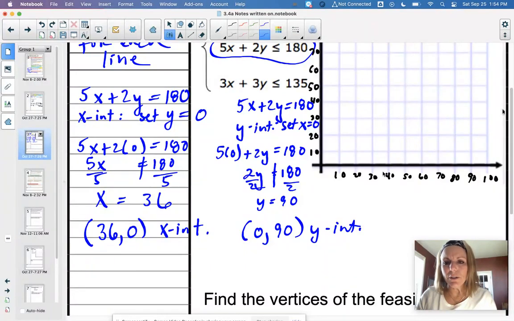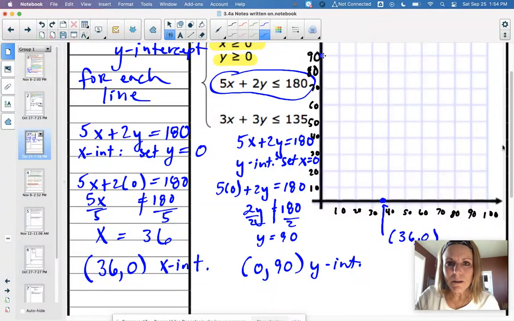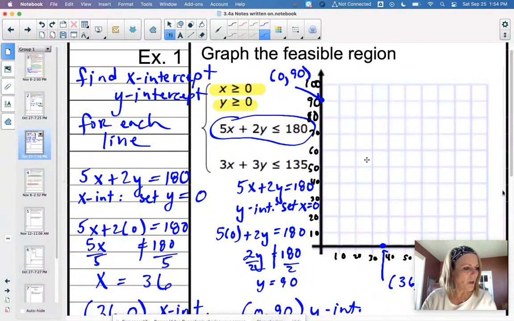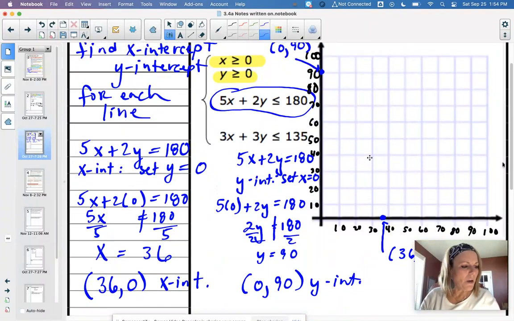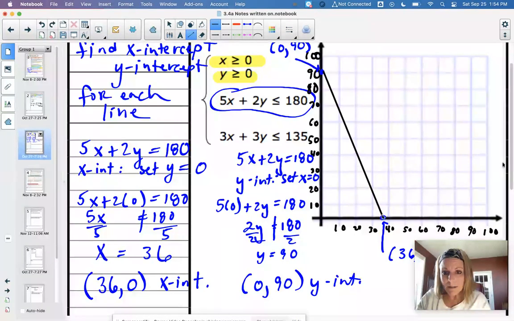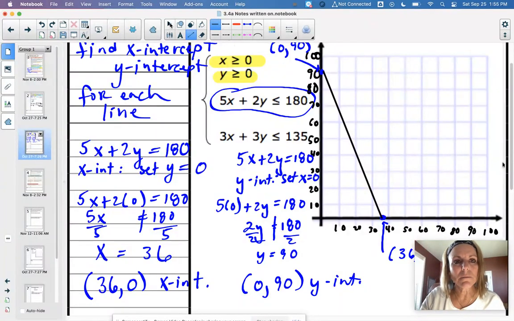All right, so 36, 0, this would be 35, so that's going to be about right there. I'm going to label that. That point right there is the point 36, 0. 0, 90, well, there's 90. It's going to be right there. So that is the point 0, 90. Okay. So now I'm going to get out a ruler, and I'm going to connect. There we go. So there, we connected those points.